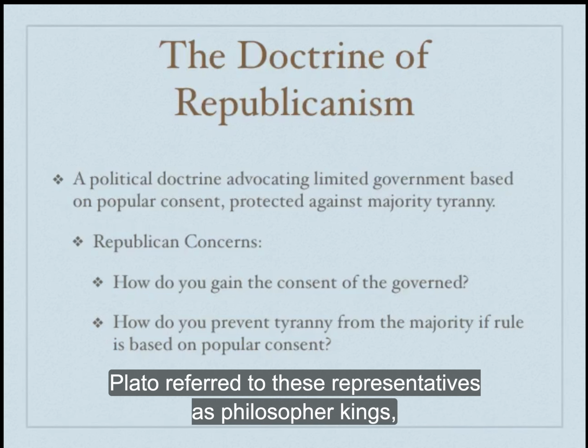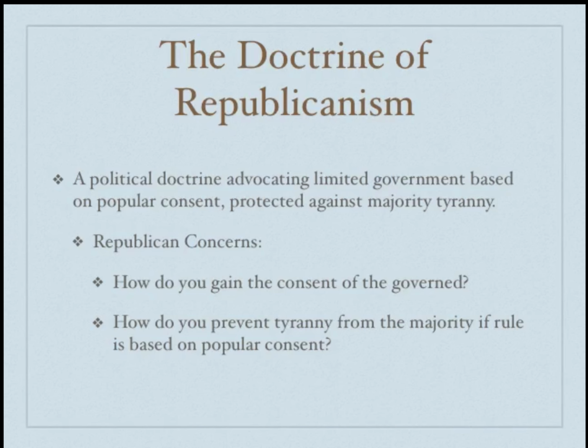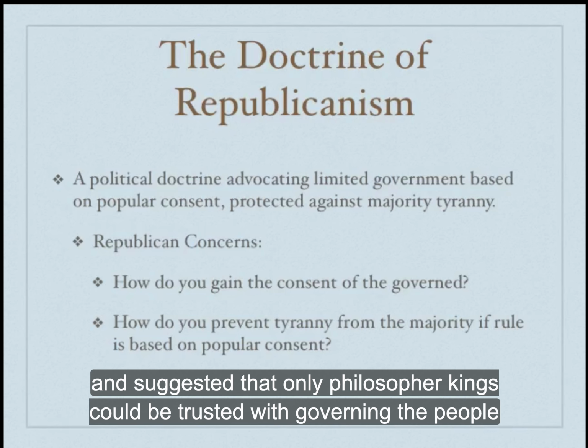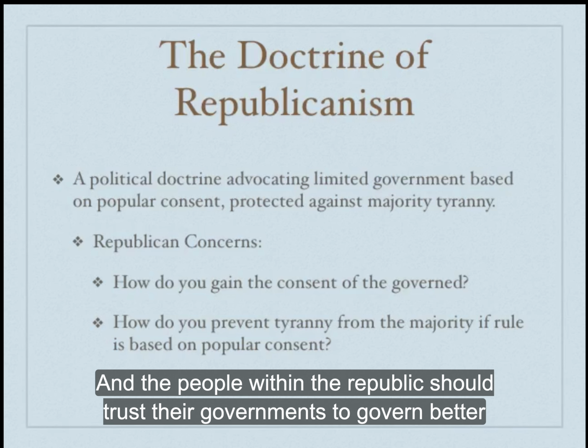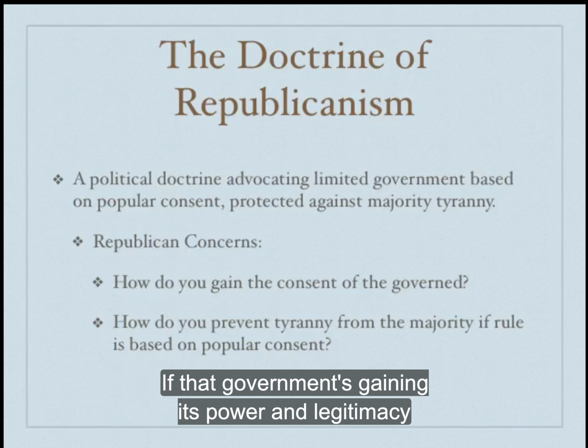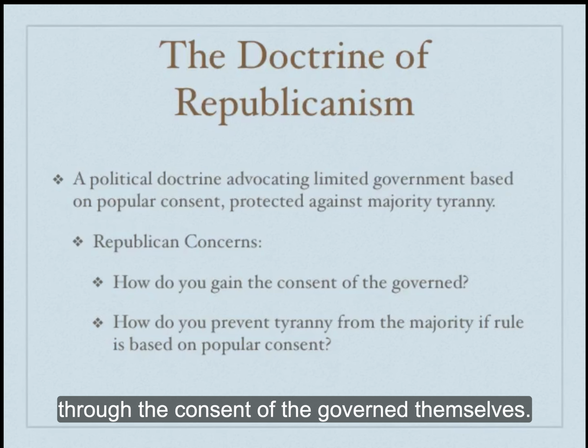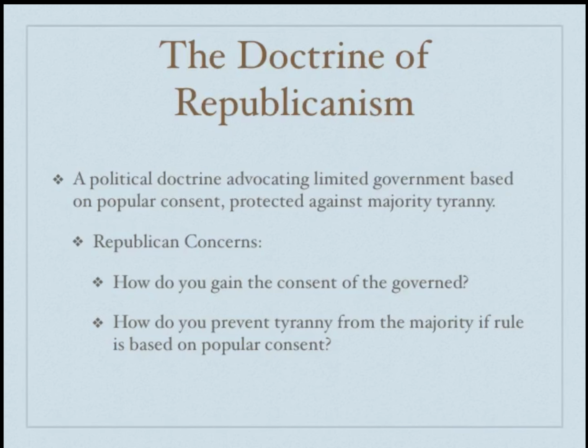Plato referred to these representatives as philosopher kings and suggested that only philosopher kings could be trusted with governing the people because they had a more advanced understanding of the complexity and implication of law. And the people within the republic should trust their government to govern best if that government is gaining its power and legitimacy through the consent of the governed themselves.